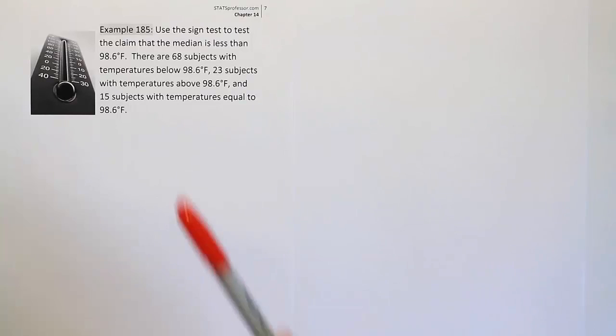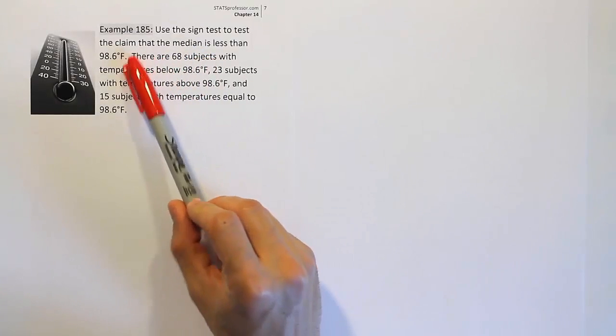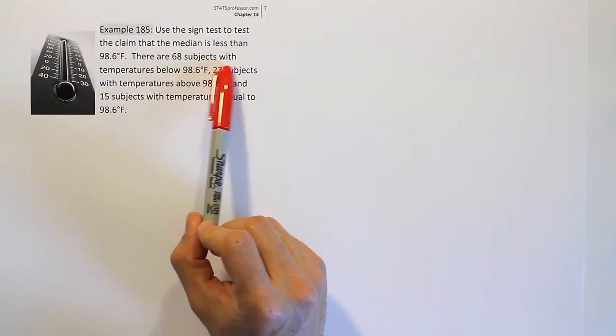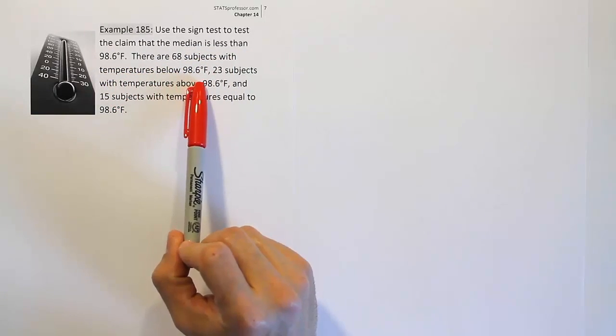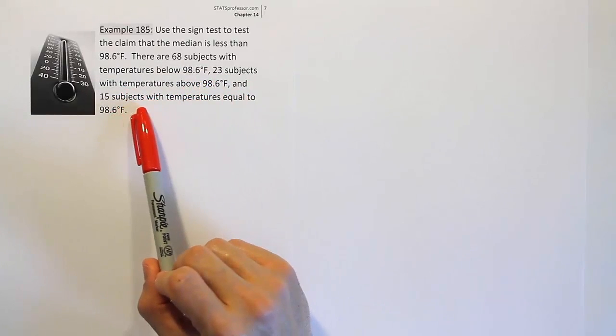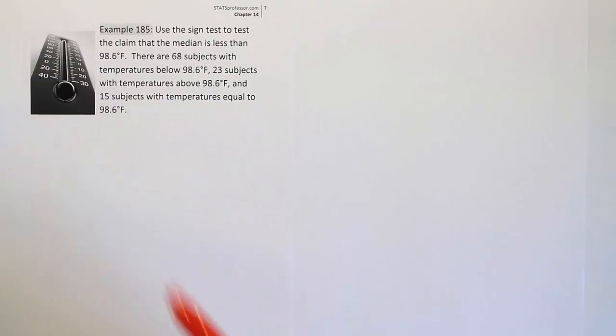Example 185. Use the sign test to test the claim that the median is less than 98.6 degrees Fahrenheit. There are 68 subjects with temperatures below 98.6, 23 subjects with temperatures above 98.6, and 15 subjects with temperatures equal to 98.6. Okay, so we're using the sign test, but when we do the sign test normally, we use the binomial table to calculate a p-value.